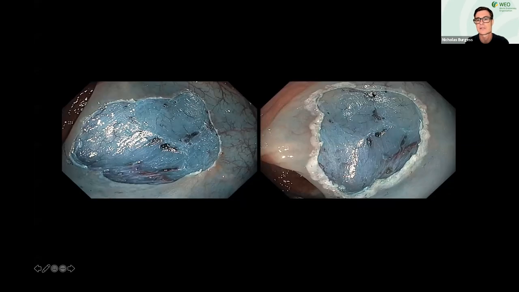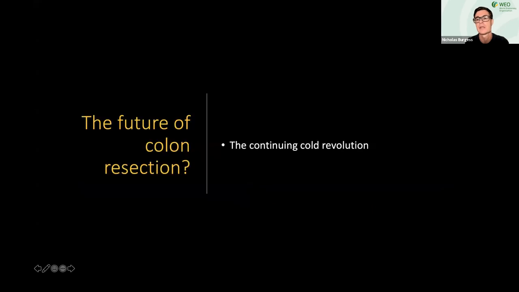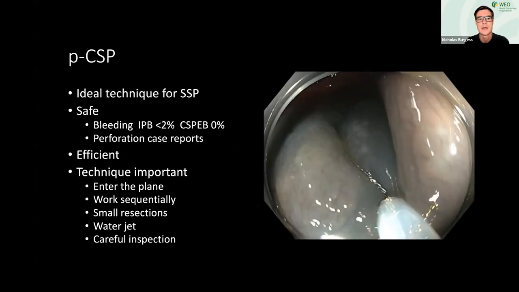You can see in this example, around the top, it's probably incompletely ablated. It's not wide enough. So just watch for that. And I think that the prior talks on cold resection are incredibly important because I think this is part of the future of colon resection.